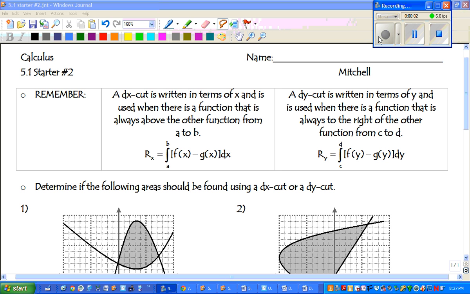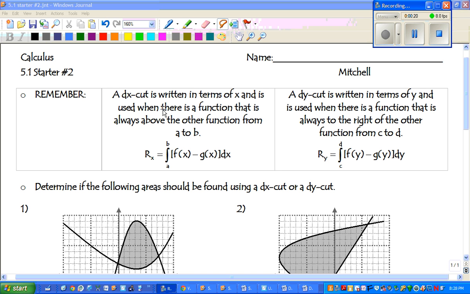All right, yesterday we talked about dx cut and dy cut, so your class starter today is just determining which one to use. So you're going to look at these four graphs and determine if it should use a dx cut or a dy cut. Remember, dx cut is written in terms of x.